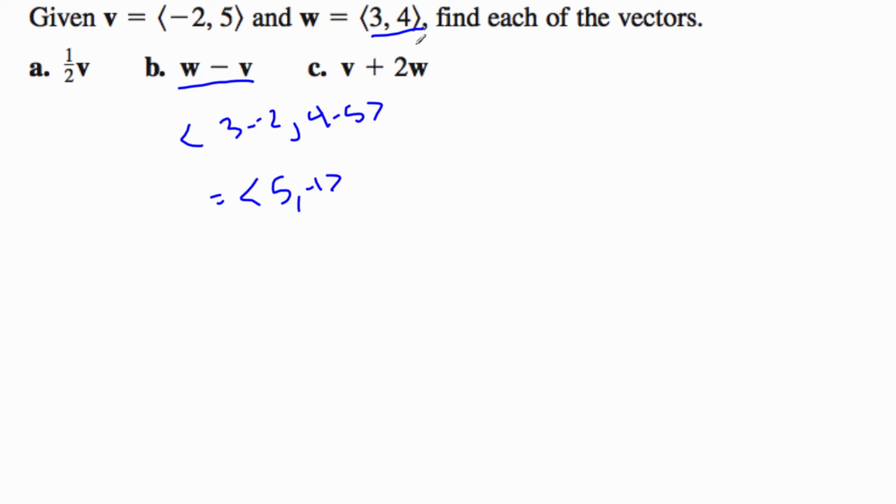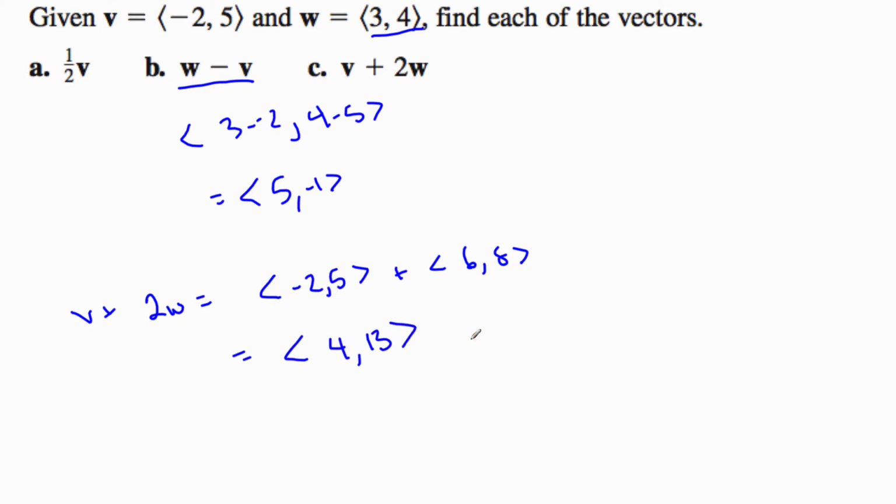To do something like v plus 2w, the easiest way to do this is negative 2, 5, plus, now I'm going to go on and double this one in here, 6, 8. So when I add these, it's 4, 13. That's kind of the shortcut I do in my head when I'm doing these problems.